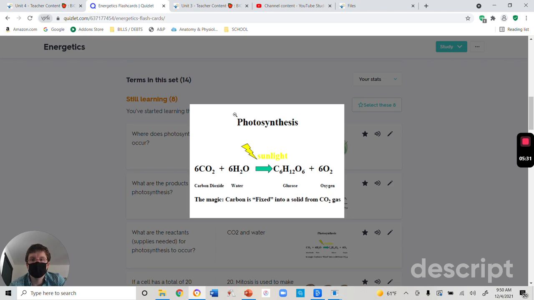So again, you need to know that for photosynthesis, the input is carbon dioxide and water. We get a little sunlight, and then our output is sugar and oxygen. All right.